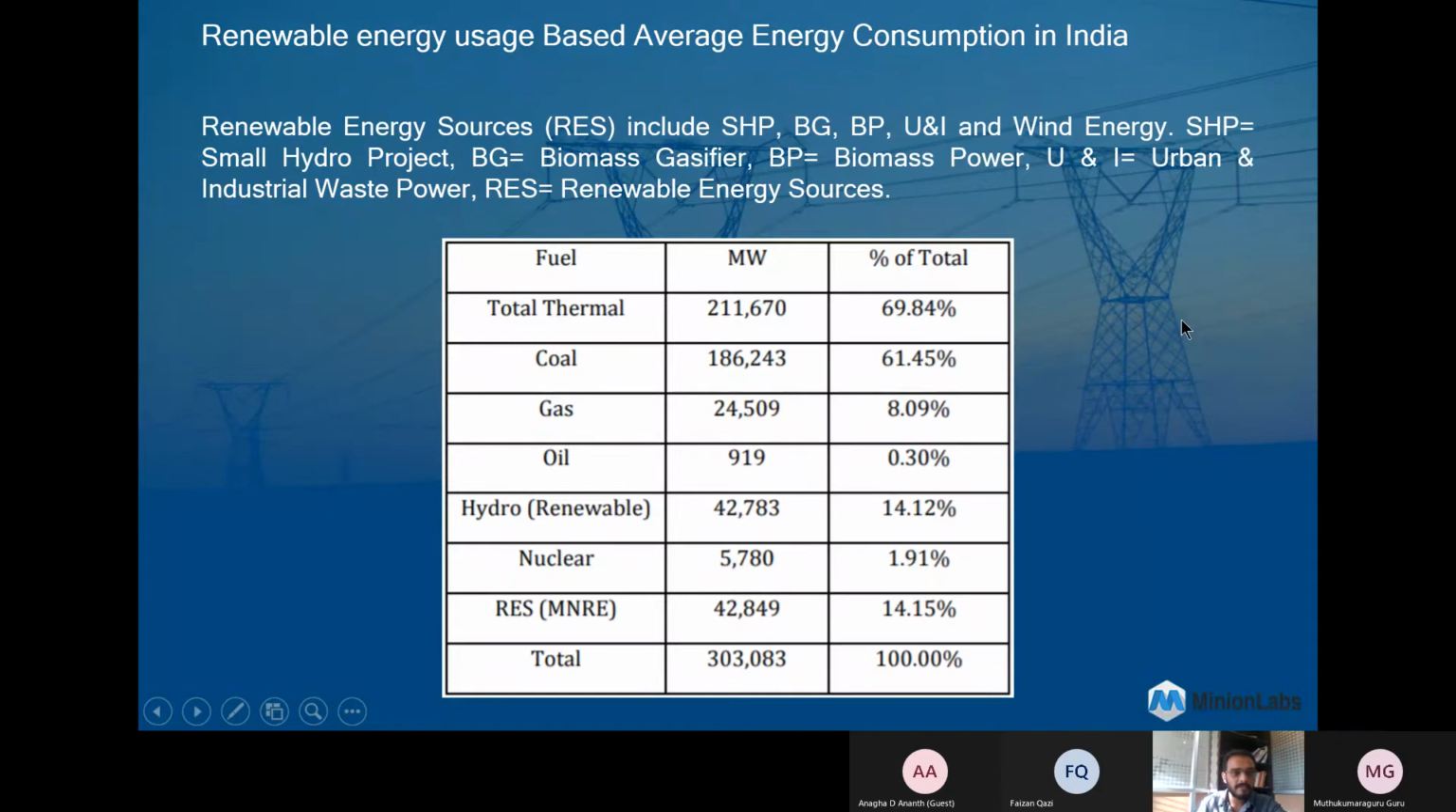So, renewable energy usage based on average energy consumption in India. How much renewable energy is used for the energy consumption? In this, total thermal is the highest, that is 2.1 lakh megawatts, almost 69%. This includes solar etc. Coal is the second highest, then gas, oil, hydropower, nuclear, RES, and the remaining. So totally, the thermal sector has the highest energy usage.